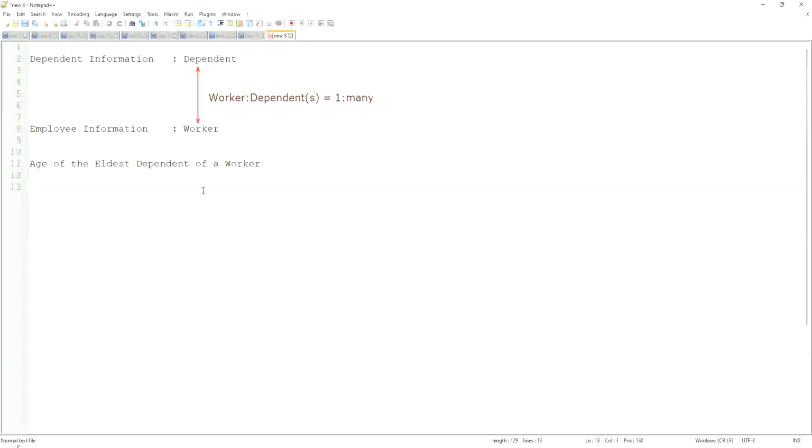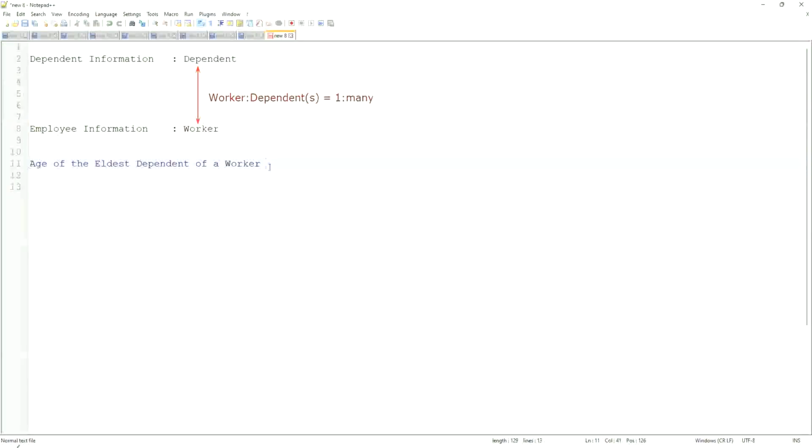Now, how would we do it using a calculated field? Let's break it down first. Age of the eldest dependent of a worker. There are two things to it. One is the eldest dependent of a worker, and then the age of the eldest dependent, isn't it? First, we have to find out who is the eldest dependent. Then we find out what is the age of that eldest dependent.